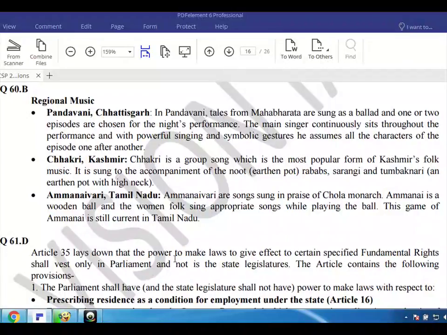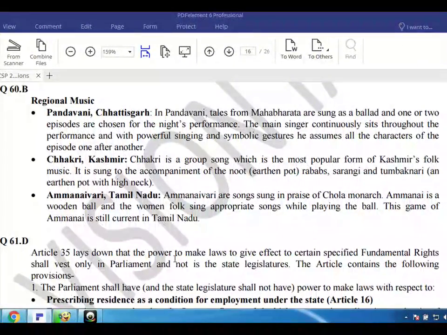Pandavani, Chhattisgarh. In Pandavani, tales from the Mahabharata are sung as a ballad and 1 or 2 episodes are chosen for the night's performance. The main singer continuously sits throughout the performance, and with powerful singing and symbolic gestures he assumes all the characters of the episode one after another.